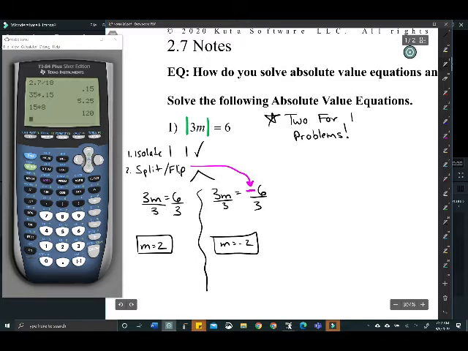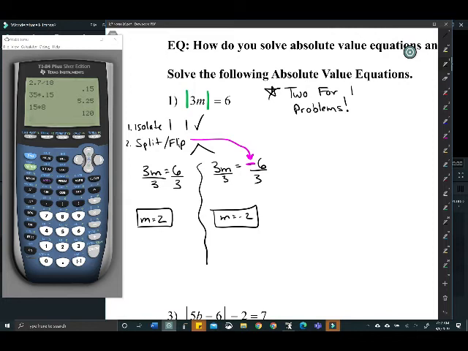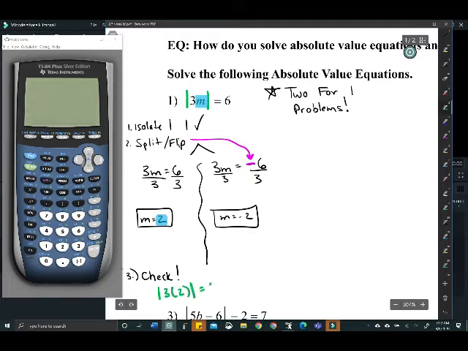Okay? Now, sometimes, not all the times, not most of the time, I'll have extraneous solutions. So it's a good idea to check each solution. And you could do it mentally or you could do it on paper. But all you do is substitute these values, 2, into m. So if I took the absolute value of 3 times 2, well, is that equal to 6? Well, 3 times 2 is 6. Absolute value is still 6.